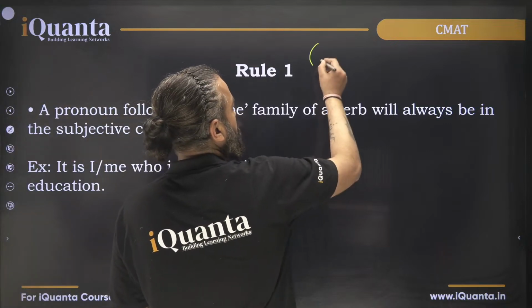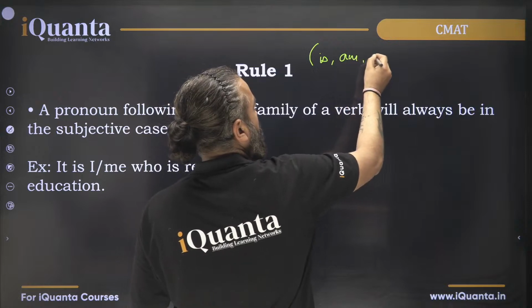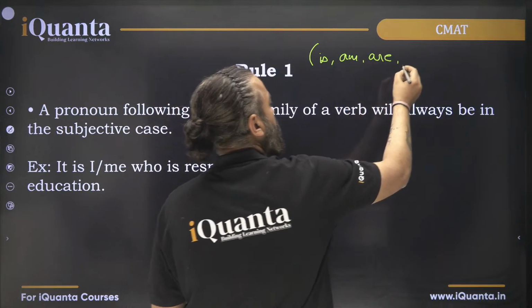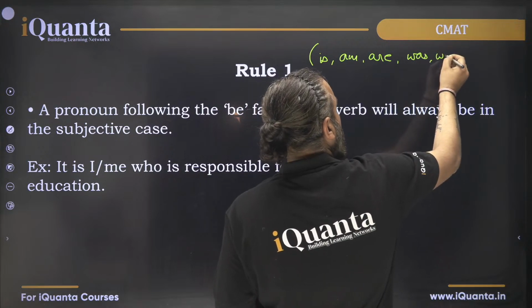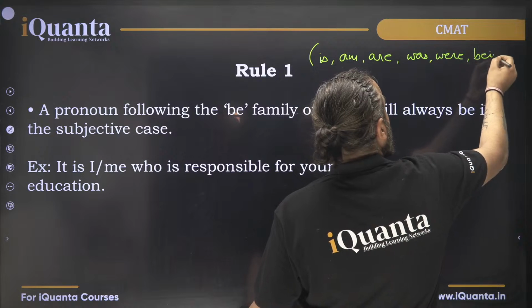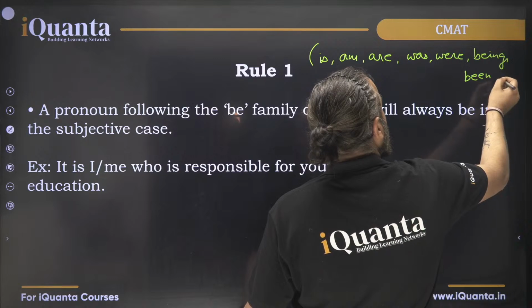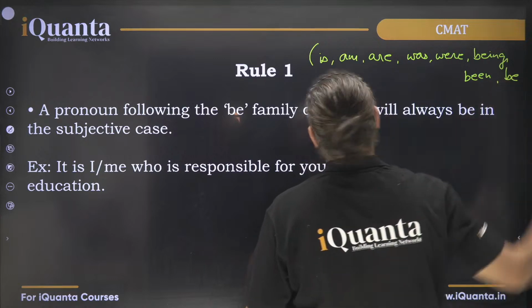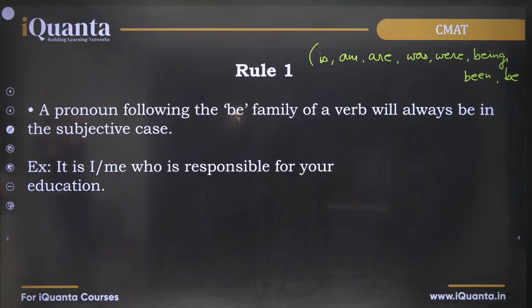The be family includes is, am, are, was, were, being, and been. Of course, be is also there. So what do I have? A pronoun following the be family of a verb will always be in the subjective case.